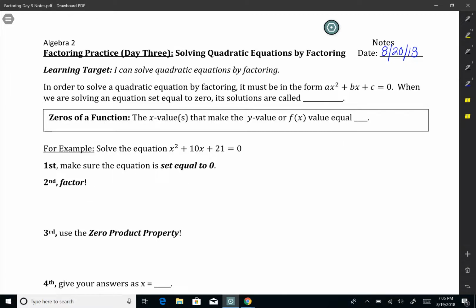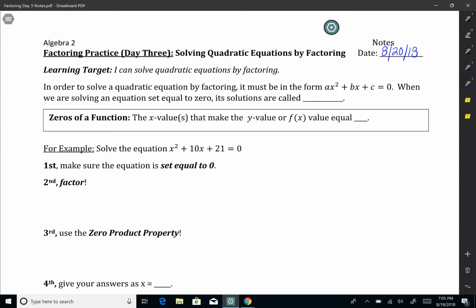Hi guys, welcome to our last day of practice with factoring, and we're actually just going to continue working with factoring, but seeing how we can use factoring as a tool to solve quadratic equations. So your learning target is I can solve quadratic equations by factoring.